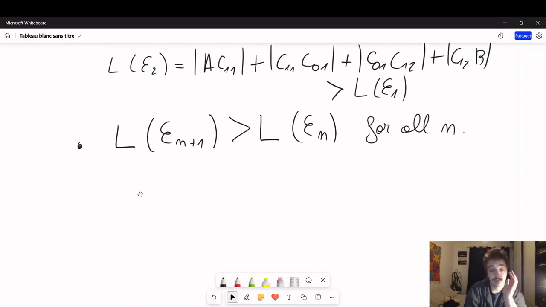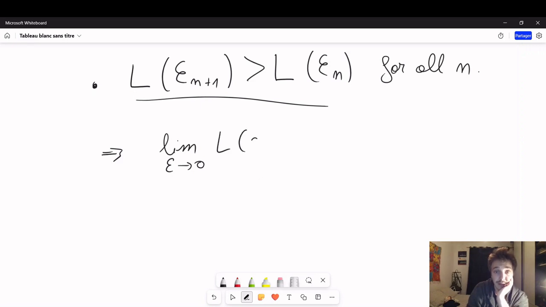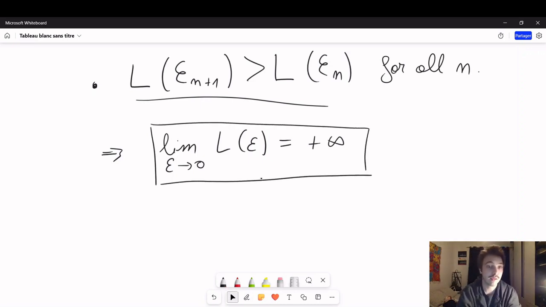And this fact, combined with the fact that the length of a non-differentiable curve is not finite, leads us to write down that the limit as epsilon goes to 0 of L of epsilon goes to infinity. In other words, the concept of the length of a curve that is non-differentiable doesn't make sense in the limit where we take the resolution scale to be small, going to 0.